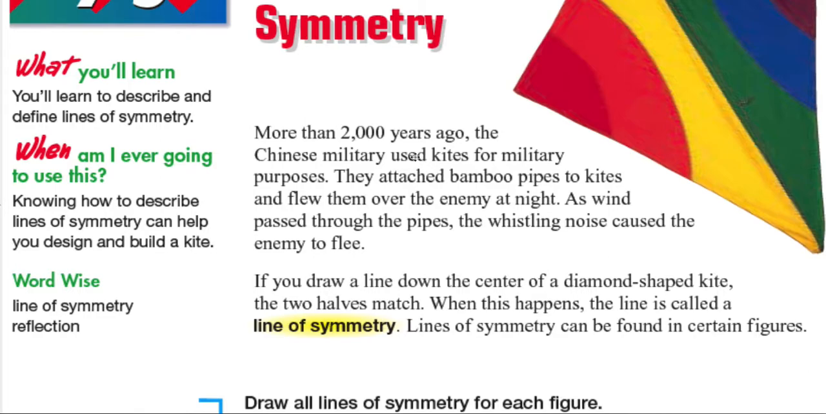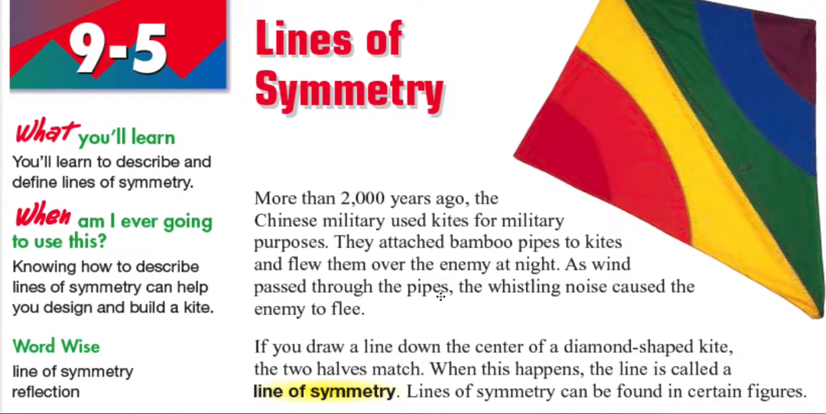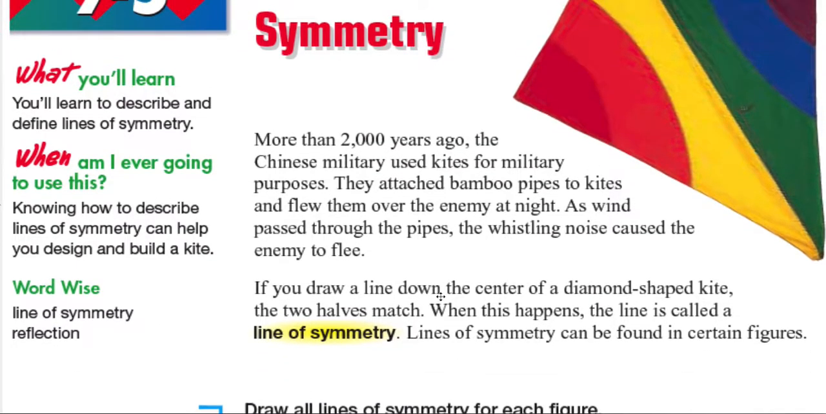More than 2,000 years ago, the Chinese military used kites for military purposes. They attached bamboo pipes to kites and flew them over the enemy at night. As the wind passed through the pipes, the whistling noise caused the enemy to flee. They were afraid because they didn't know what was in the sky.